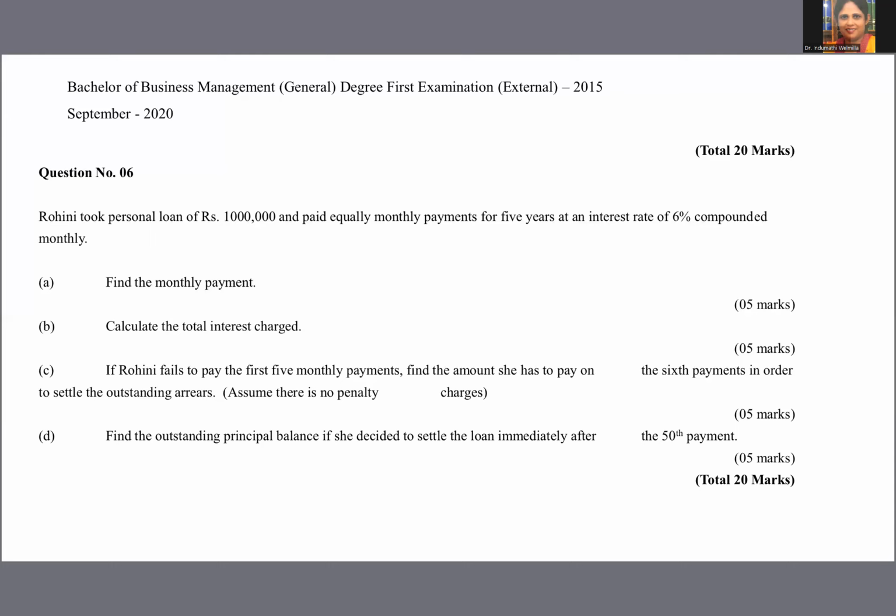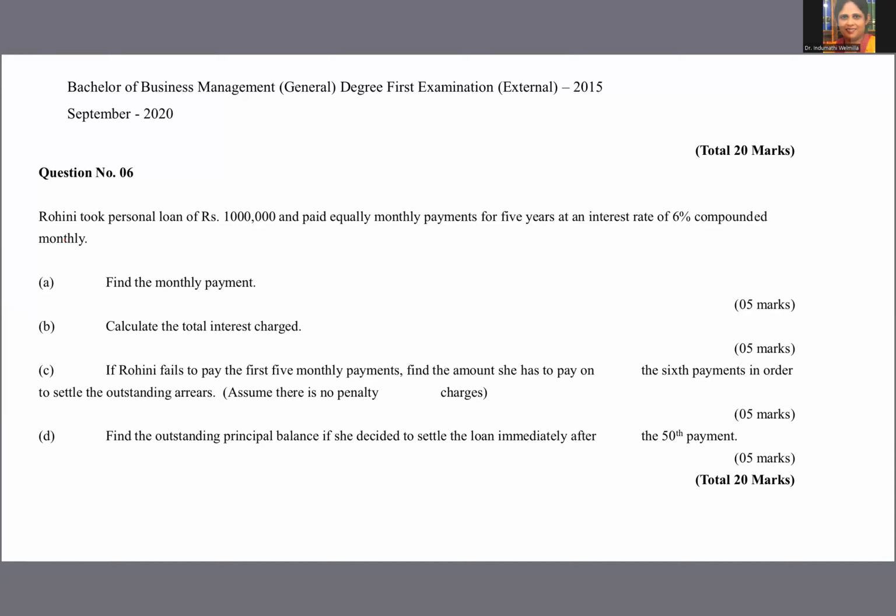So this case is similar to that one. Why do I say the same? The section says Rohini took a personal loan, right? Amount, sorry, 1 million. Yes, 1 million. And paid equally.